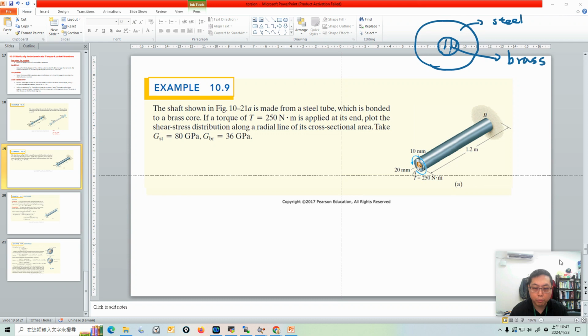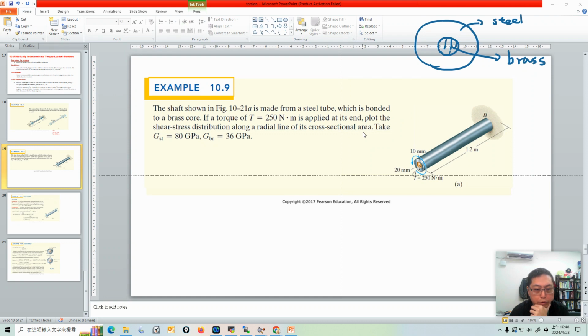And if we apply a torque at this end A, this torque is 250 Newton meters. The problem asks: with the torque applied, plot the shear stress distribution along a radial line of its cross-sectional area. So if we apply the load at the end, then we calculate the radial distribution of the shear stress.